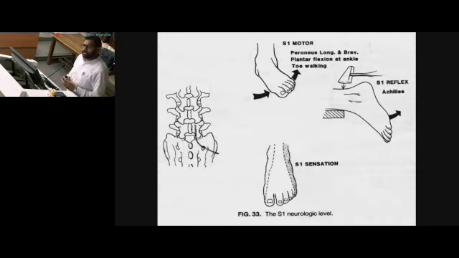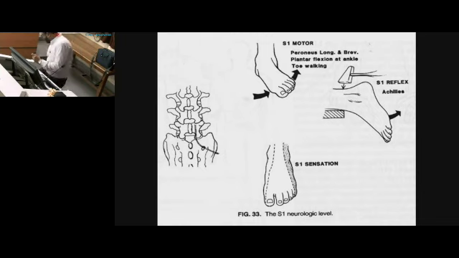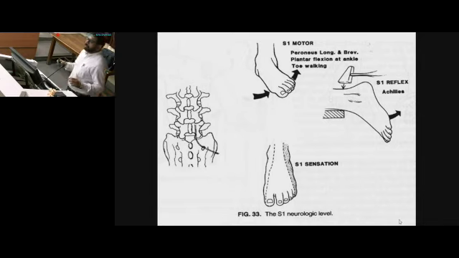And for S1, there is the ankle jerk, and the autonomous zone for S1 is the lateral aspect of the little toe. Okay, this lateral aspect of the little toe is the autonomous zone. And you can look for the plantar flexion as well, because gastrosoleus is responsible for plantar flexion and it is supplied by the S1 dermatome. So this was about neurology.